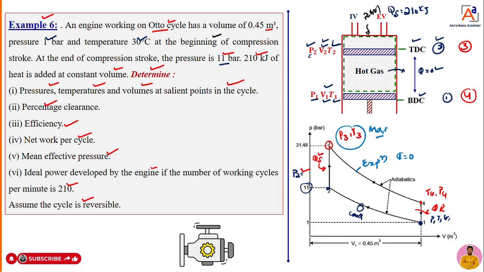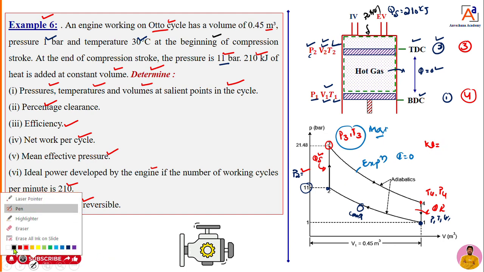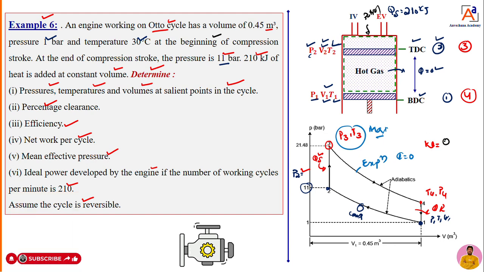With the help of this QS and QR, I can calculate the work done. Once you know the work done and heat supplied, you can calculate the efficiency also, dear students. That's also very important here. That is what the Otto cycle helps us to analyze, the performance of the engine. That is the contribution given by Otto. This is the problem related to the values.